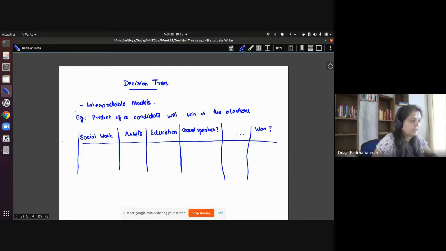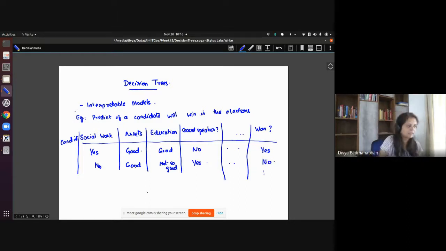For each candidate, this is like a candidate ID, and maybe you have something like how good they are at social work, whether they did some social work or not. Maybe they did some social work, and their assets are very good. Maybe the education is also good, maybe not a good speaker, and whether they won some elections or not. So maybe this answer is a yes. Maybe you had another candidate who was not a good social worker but a very good speaker, and had good assets and not so good education. You have these kinds of features, and maybe this answer was a no. You have data like this, and based on this you have to build the tree. This is your class label. We'll say that yes is +1 and no is -1, and with this you have to build this decision tree.